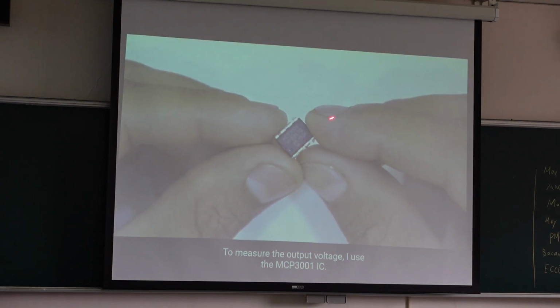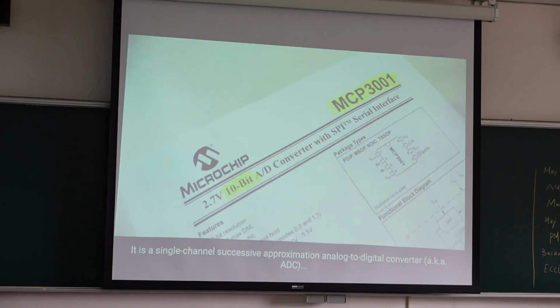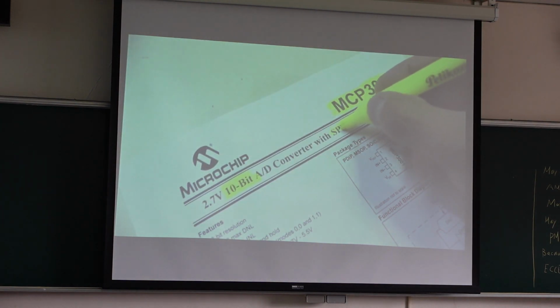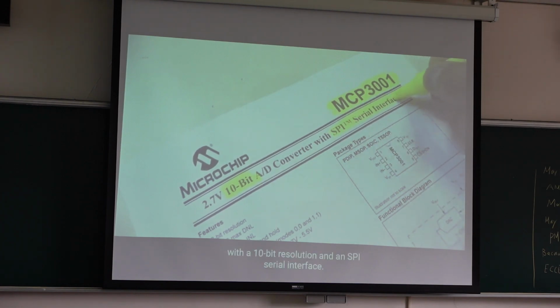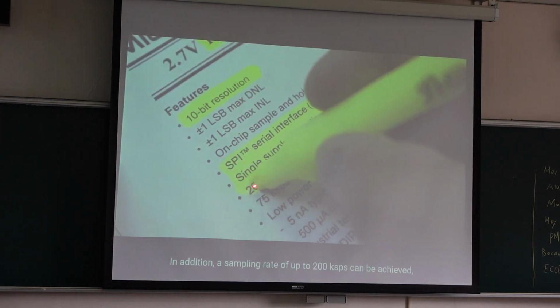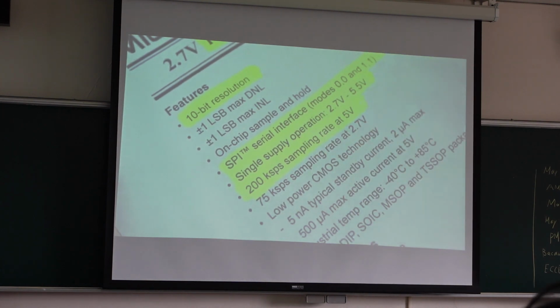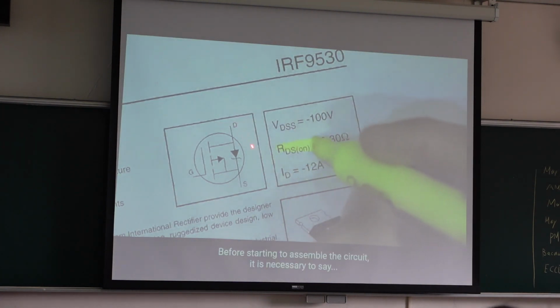Para medir el voltaje de salida utilizo el MCP3001. Se trata de un convertidor de análoga a digital, ADC por sus siglas en inglés, de aproximaciones sucesivas de un solo canal, con 10 bits de resolución y una interfaz SPI. Además, se puede lograr una frecuencia de muestreo de hasta 200.000 muestras por segundo, más que suficiente para nuestra aplicación.